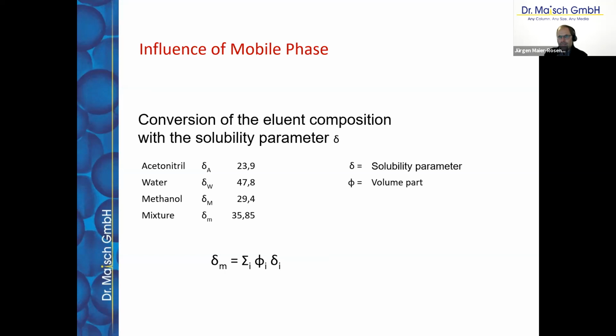The last point is the influence of the mobile phase, but the focus is on the organic modifier. There is a model for how you can handle that. It's called the solubility parameter. There are clear values defined for the different organic modifiers and also water, and it's also easy to calculate the solubility parameter of different mixtures.